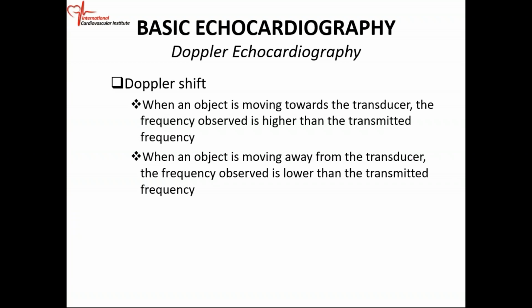When we do echocardiography, we use our transducer probe to look at the heart, and a number of things happen. You'll have blood flow towards the transducer. Sometimes you're going to have blood flow away from the transducer. Sometimes you're going to have the tissue, the heart itself, because remember the heart contracts and it does all sorts of different motion. So sometimes the tissue of the heart is going to move towards the transducer, sometimes it's going to move away from the transducer. Okay? So when an object is moving towards the transducer, the frequency observed is higher than the transmitted frequency.